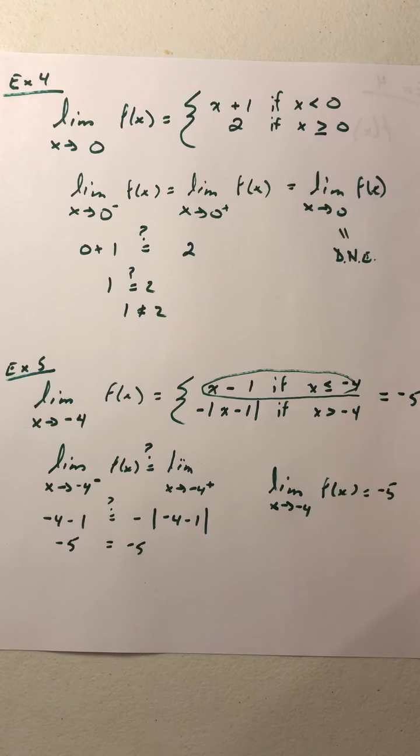And that gives you an example of one where the limit doesn't exist overall and a limit where it does exist overall.